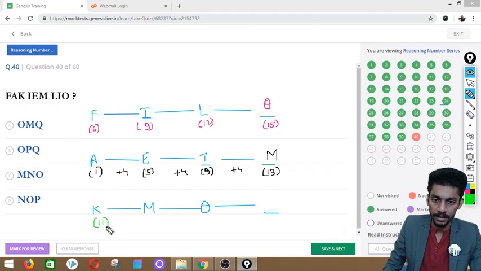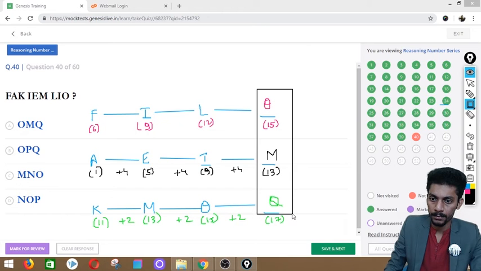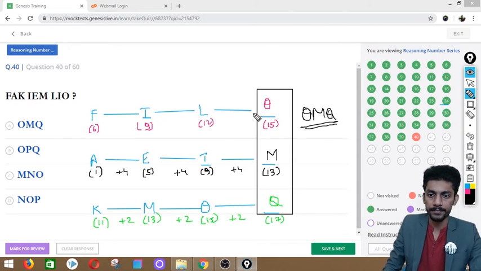K is the 11th letter, M is the 13th letter, O is the 15th letter. What is happening here? It is plus 2, plus 2, it should be plus 2. That is the 17th letter. Which is the 17th letter? It is Q. So what is the answer? The answer is O, M and Q. That is option A.